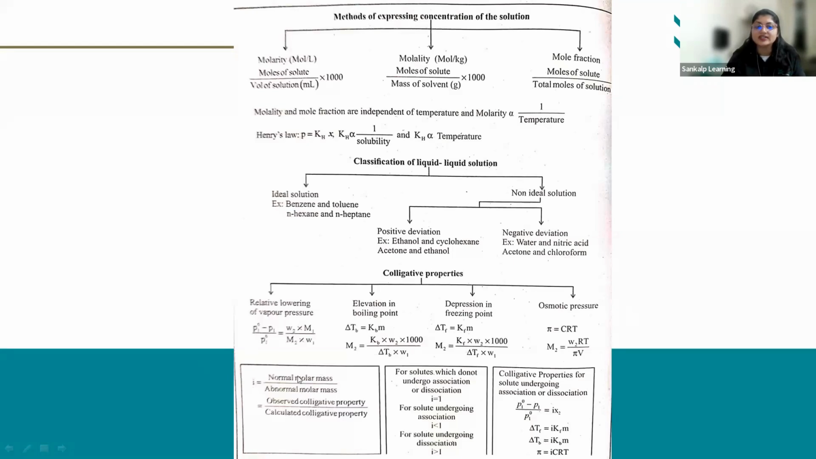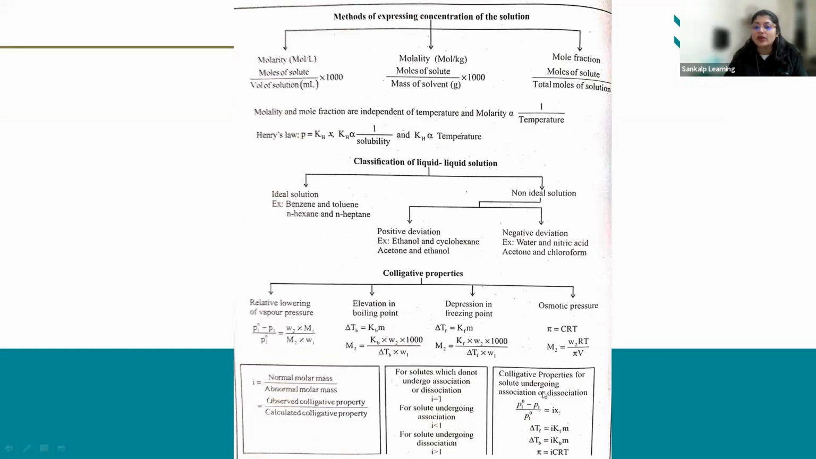Then the Van 't Hoff factor, expressed as i, is given as normal molar mass divided by abnormal molar mass. The Van 't Hoff factor accounts for the extent of association or dissociation of a solute. For a solute which does not undergo association or dissociation, the Van 't Hoff factor is equal to 1. For a solute undergoing association, it is less than 1. For a solute undergoing dissociation, it is greater than 1.